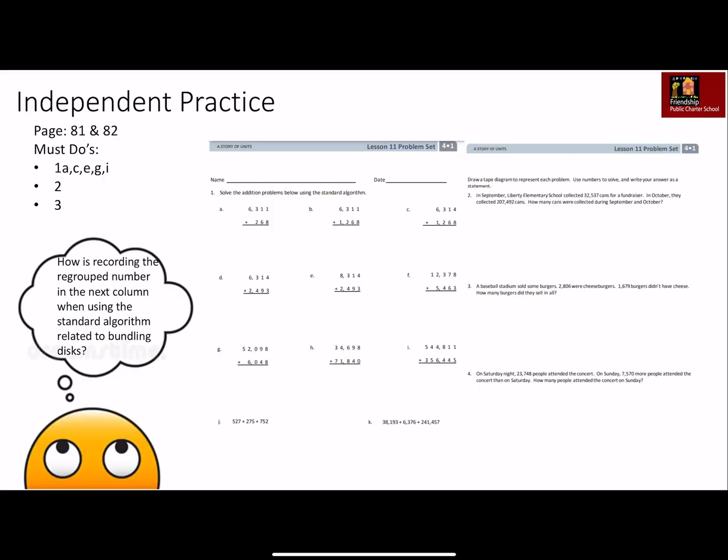So hopefully you got the gist of what you're learning today. Your teacher is going to spend a lot more time with you around standard algorithm and how you're going to use that to solve addition problems. But I just wanted to show you some deeper understanding of why the standard addition works. So when you go to class today, I want you to think about how is recording the regrouped number in the next column when using the standard algorithm related to bundling disks. Okay, so think about that question.